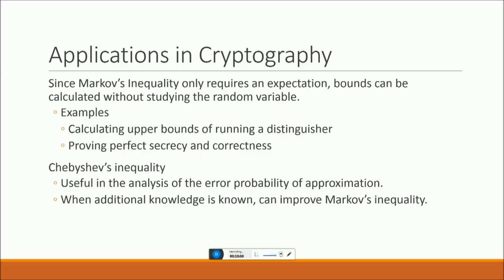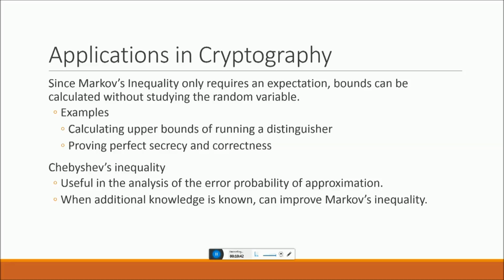So let's talk about applications of cryptography real quickly. We can see that both these inequalities revolve around creating probabilistic upper bounds. Markov's inequality only requires an expectation for a random variable, so we can calculate these upper bounds without studying the random variable that much. So if we have a random variable that we don't know much about, we can still calculate upper bounds, and this has tons of application in cryptography. We've seen this many times in our class, such as running a distinguisher, proving perfect security or secrecy, and correctness.